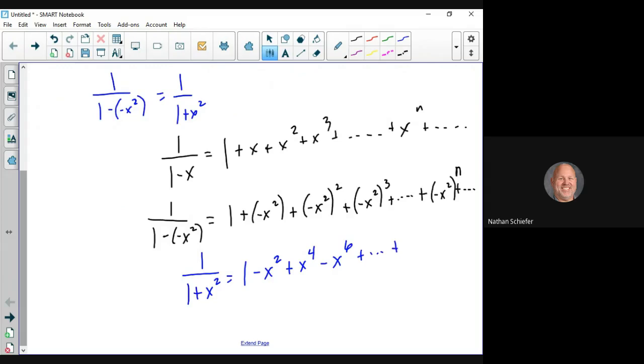And this would be the general term, negative 1 to the n. That's the alternating part. x to the 2n. That's that series. We used a series that we already knew about, and we did a substitution to find a series that we wanted. Yeah? Do another one.